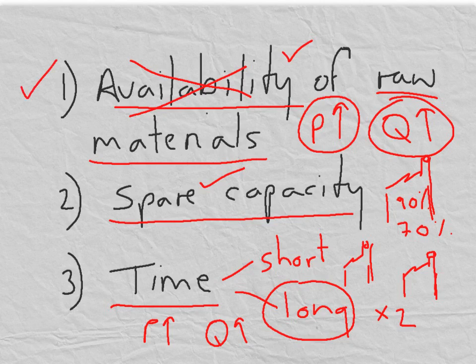First, the availability of raw materials. Second, the existence of spare capacity. And third, time.